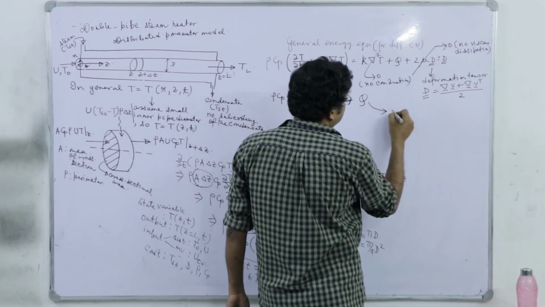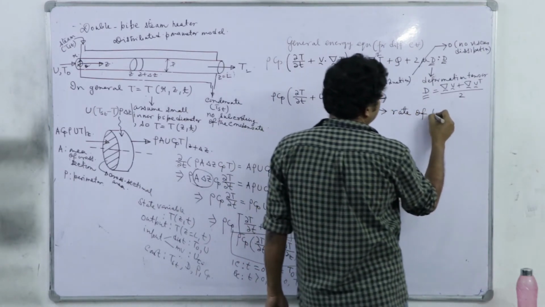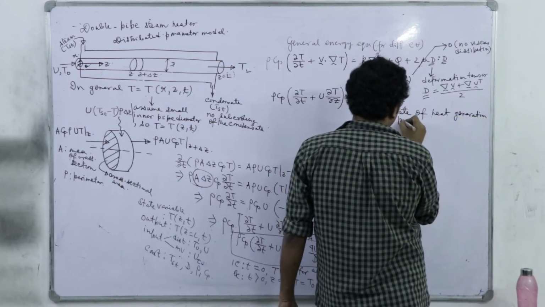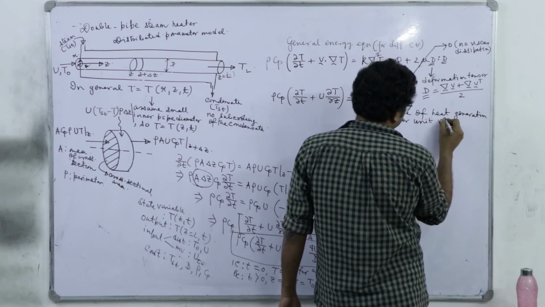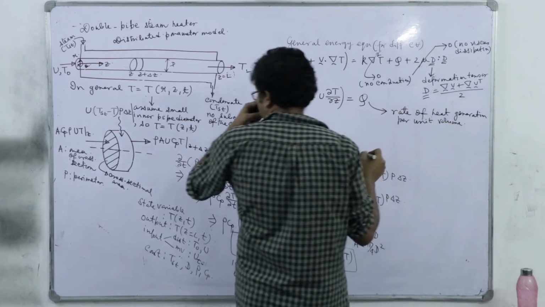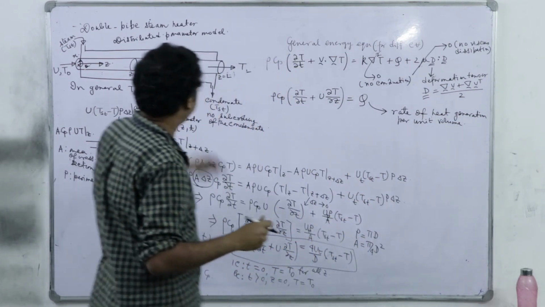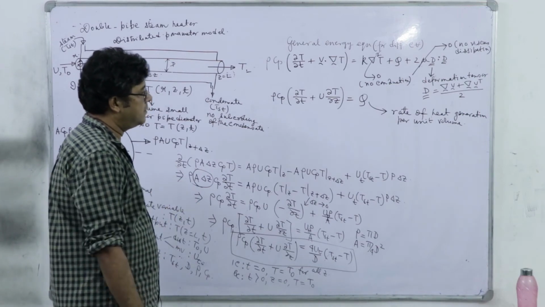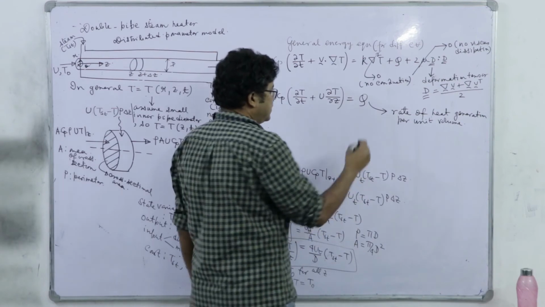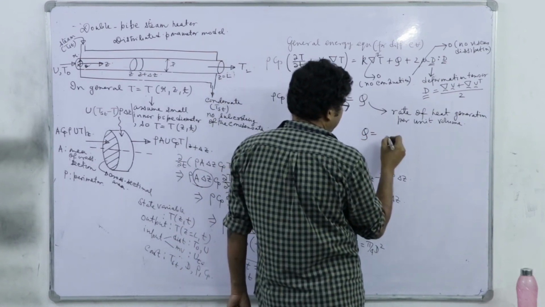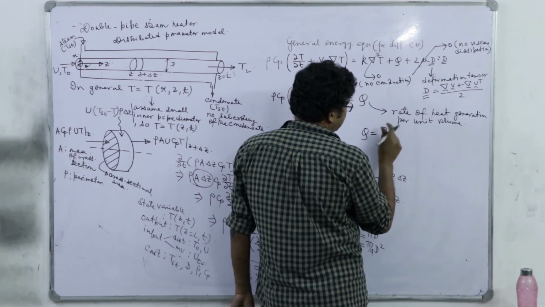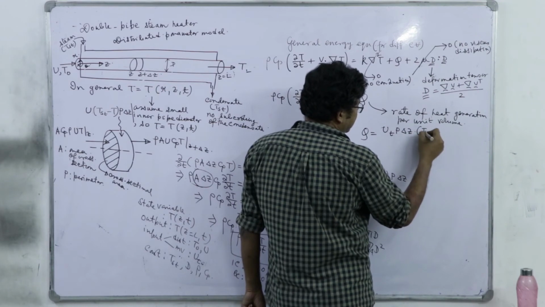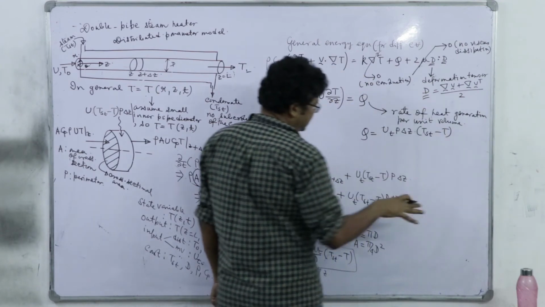Now what is Q? Q is the rate of heat generation per unit volume. Now there is no heat generation, however, there is a heat intake, right. The rate of the intake over this Z, so Q we are trying to write as U_T into P into delta Z into (T_ST minus T). So that's the heat intake.